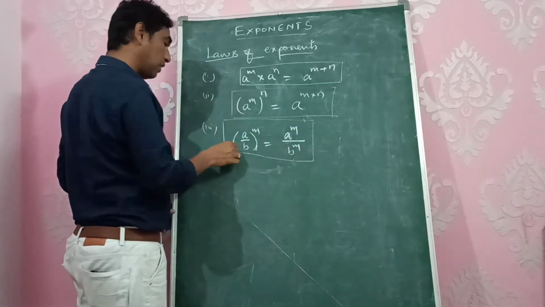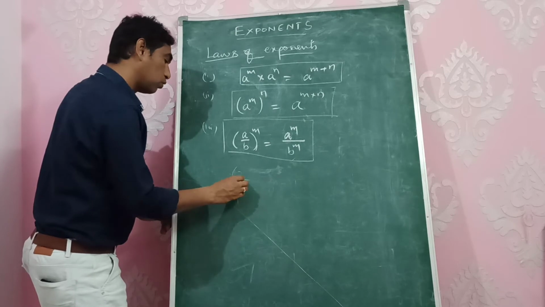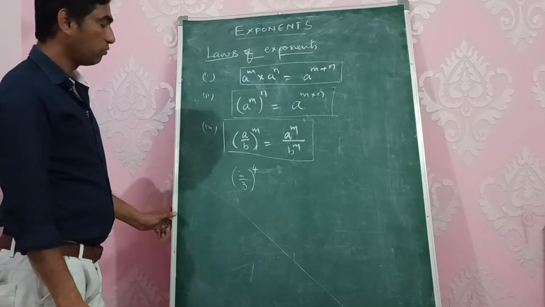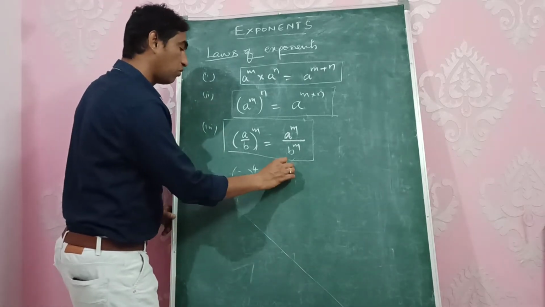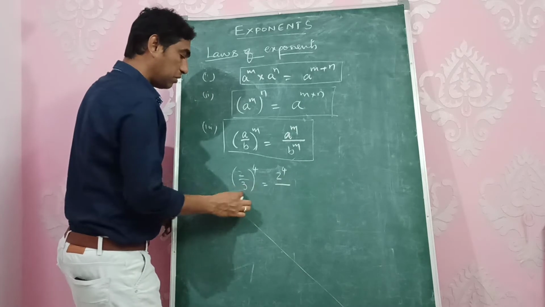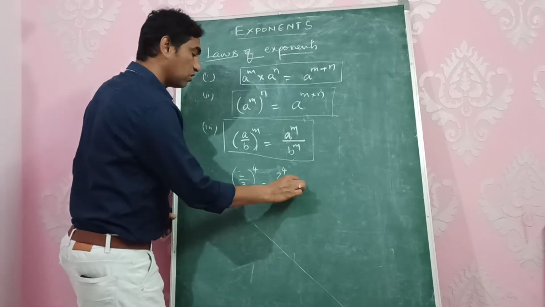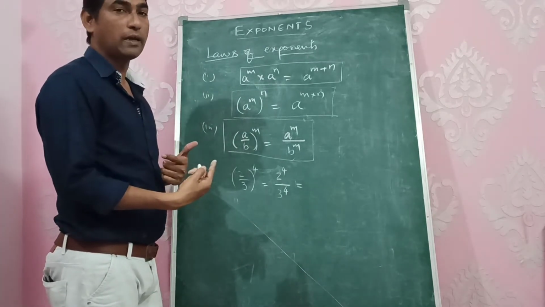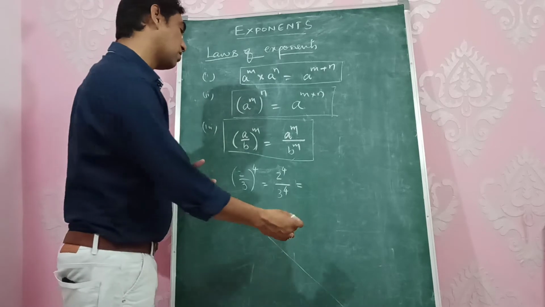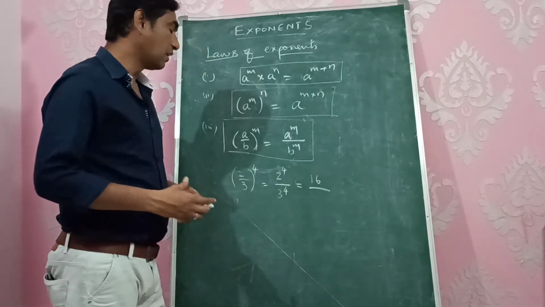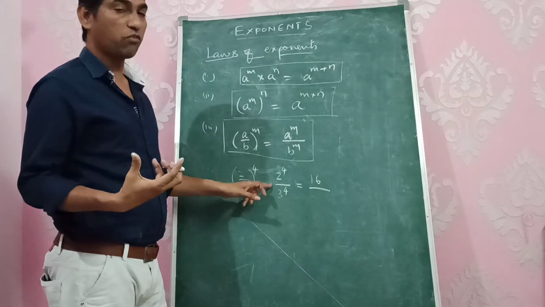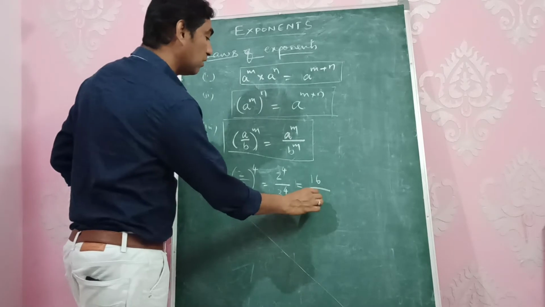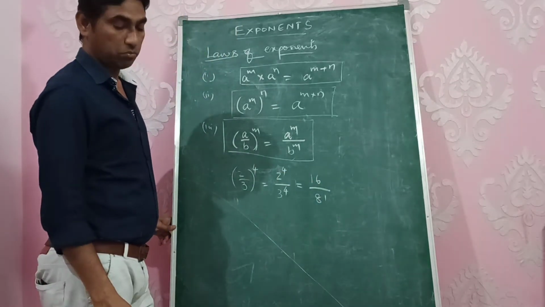Let me explain this one with an example. Here 2 by 3 whole power 4. Then 2 power 4 for the numerator divided by 3 power 4. 2 power 4: 2 into 2 into 2, 4 times you need to multiply. 2 2s are 4, 4 2s are 8, 8 2s are 16. Then you get 16 here. Next, 3 power 4, multiply 4 times: 3 3s are 9, 9 3s are 27, 27 3s are 81. So the answer will be 16 by 81.